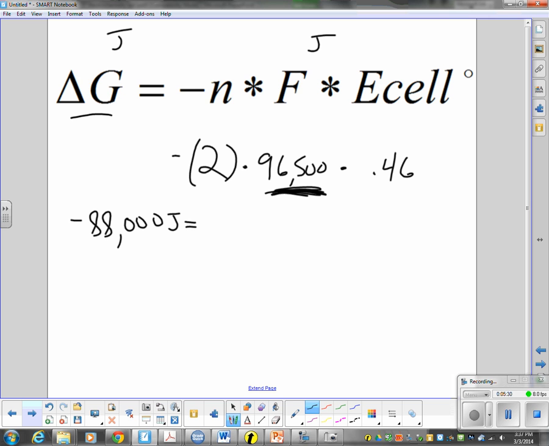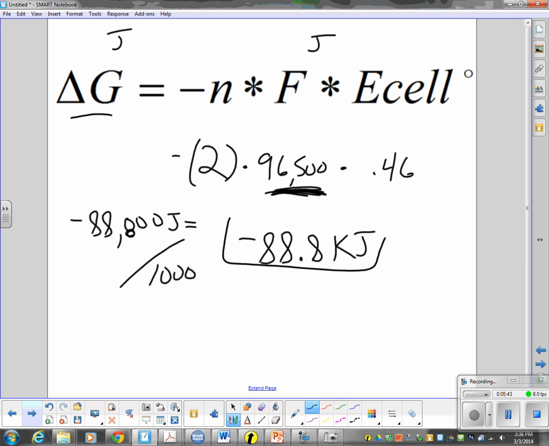So then what I do is I divide by 1,000, and I get negative 88 point, it's actually going to be 88.8. I left the 8 up there. Negative 88.8 kilojoules. Which makes sense because I said this was spontaneous. Since the reaction is going to be spontaneous, I would expect my delta G value to be pretty negative, and it is. Second thing they asked me to do, they asked me to find Keq.